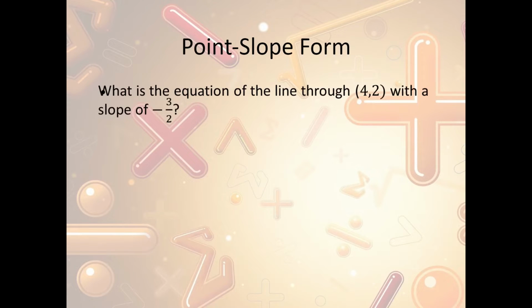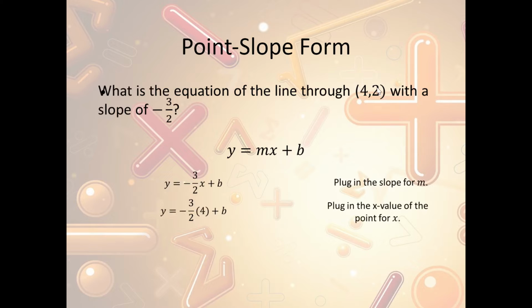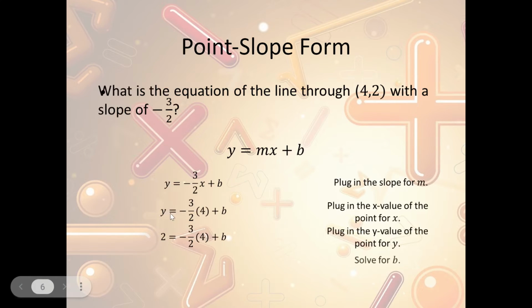Let's look at one more example. We're given a point 4, 2 and the slope of negative 3 over 2. So we're going to use the form y equals mx plus b, and we're going to plug in the slope for m, which is negative 3/2. So that goes there. And we're going to plug 4 in for x there. So we got y equals negative 3 halves times 4 plus b. Then we're going to plug 2 in for y, which is here. So it becomes 2 equals negative 3 halves times 4 plus b.